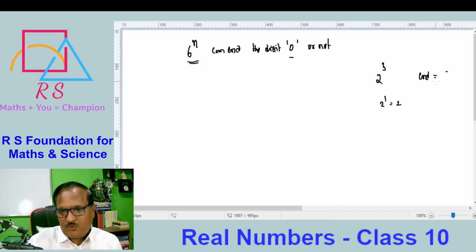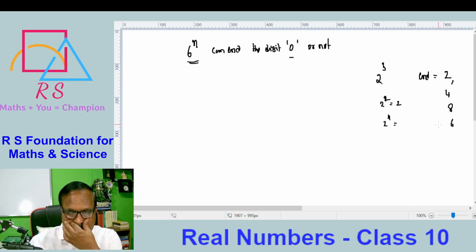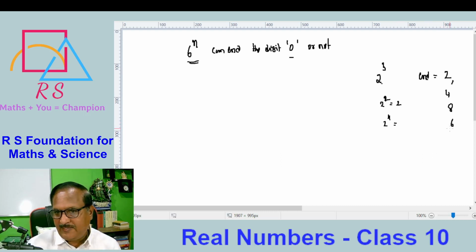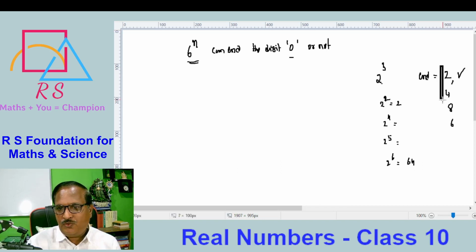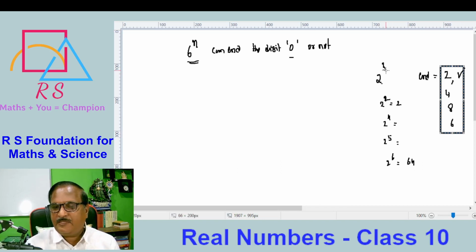2 to the power of 1, you get 2. 2 to the power of 2, you get 4. 2 to the power of 3, you get 8. 2 to the power of 4 is 16, so you get 6 also. 2 to the power of 5 is 32. Again 2 came. 2 to the power of 6 is 64, 4 came. So when you have base 2, whatever the exponent is, the possibilities of the end digit are only 2, 4, 8, 6.